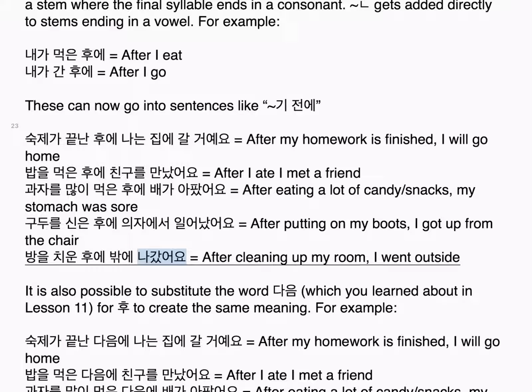방을 치운 후에 밖에 나갔어요. After cleaning up my room, I went outside. It is also possible to substitute the word 다음, which you learned about in lesson 11, for 후 to create the same meaning. For example, 숙제가 끝난 다음에 나는 집에 갈 거예요. After my homework is finished, I will go home.